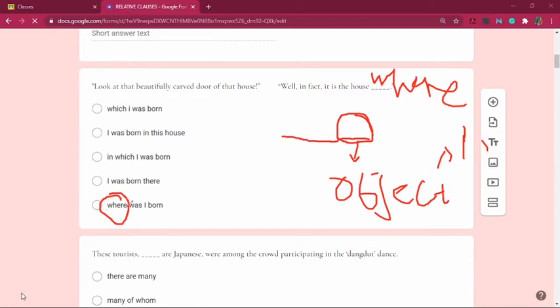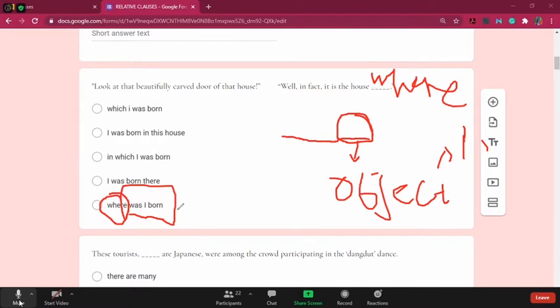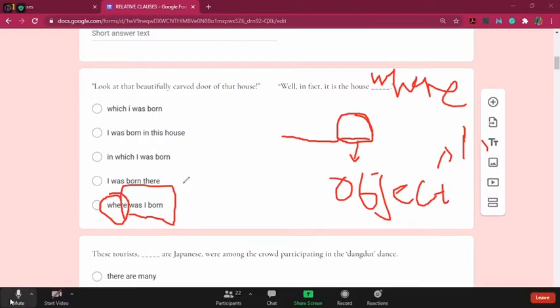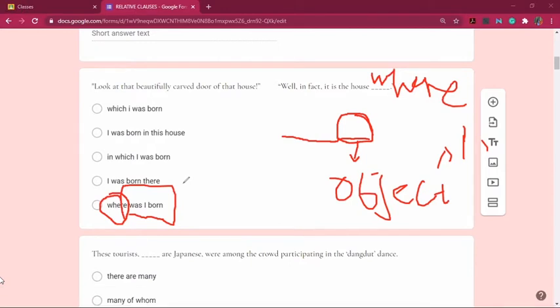So we have this. Where? Yes, it's right. Where is the choice. But the problem is, where was I born? And this is not okay. Remember, when you have a relative clause, it's no longer a direct question. So where was I born is a kind of question structure. Something like I can ask you, what is your name? Where are you? Are is a kind of to be. You put that between the relative word and the subject. So it's a question. But when it is not a question, you cannot say that. You have to say, well, in fact, it is the house where I was born. So this is not okay then.